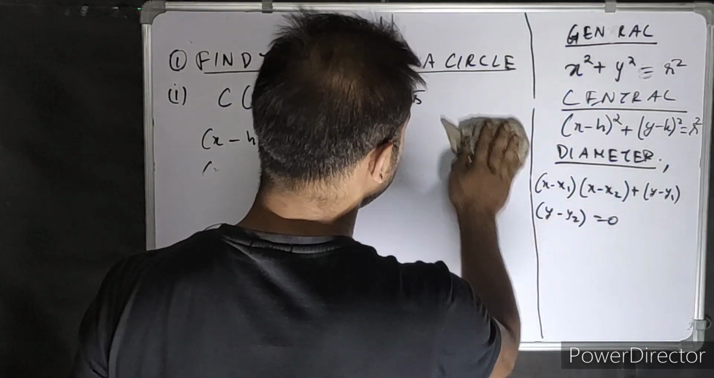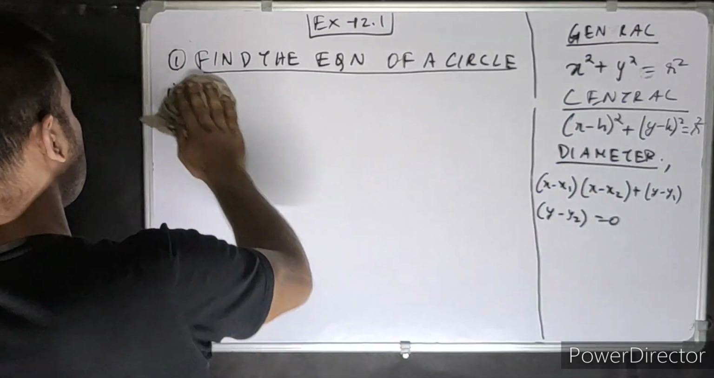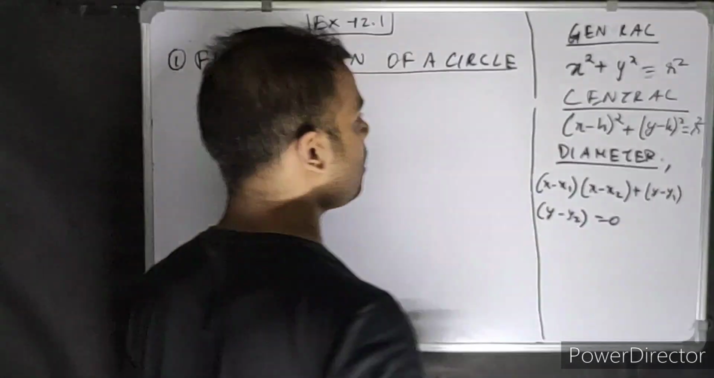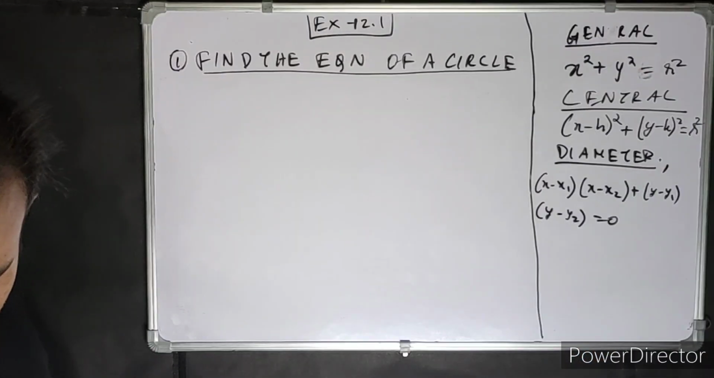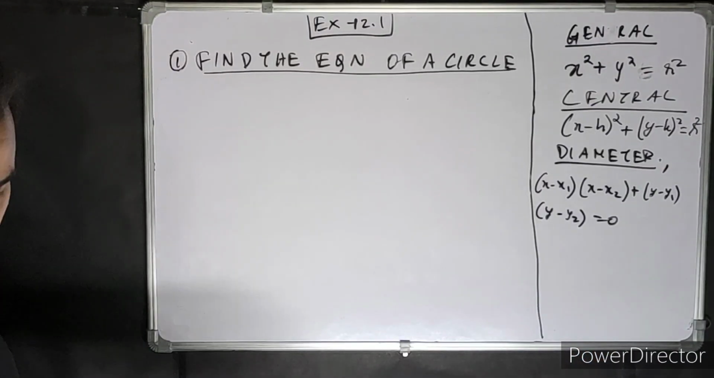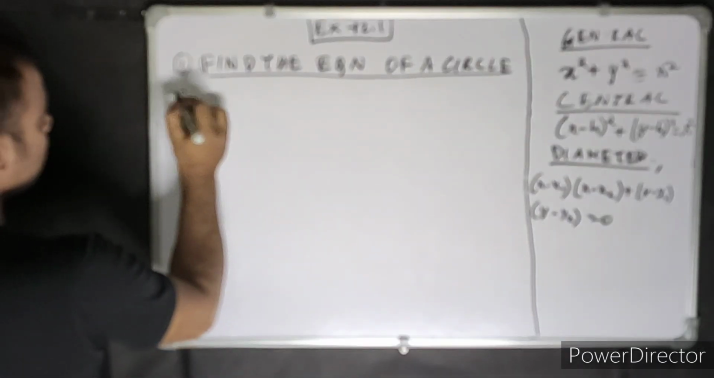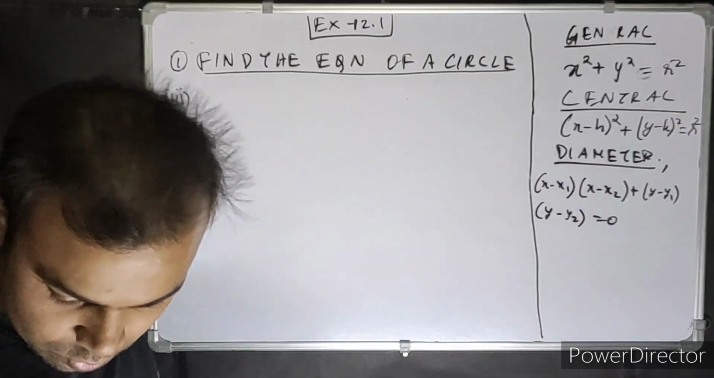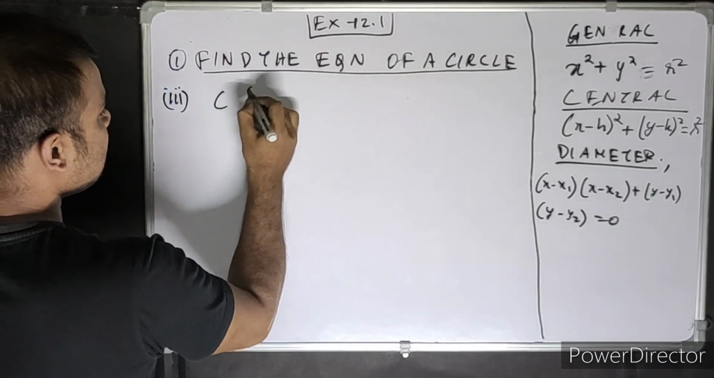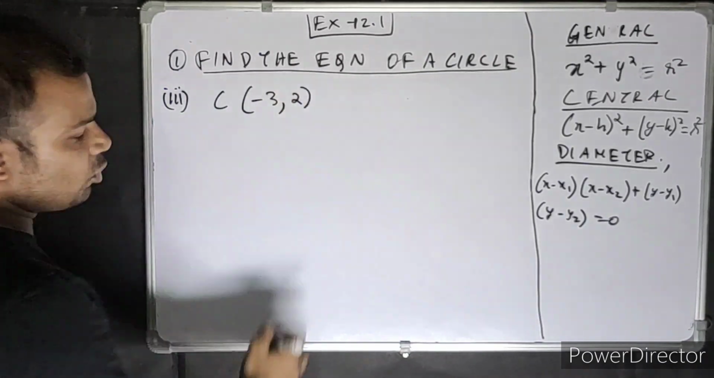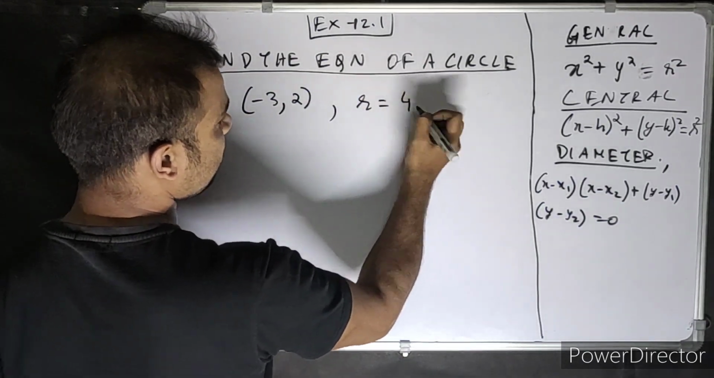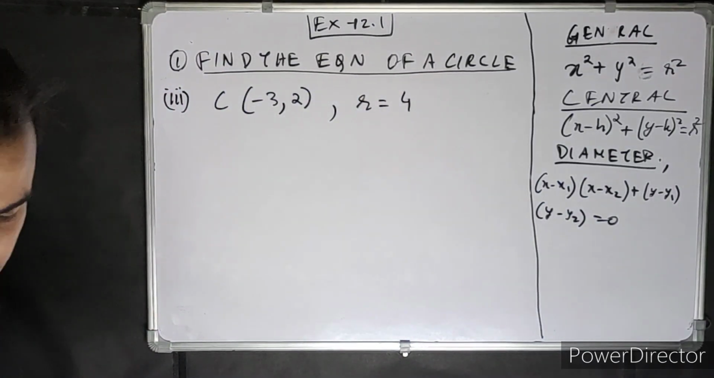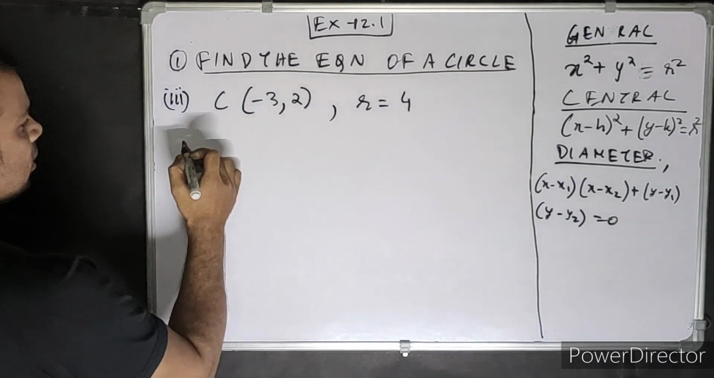We'll not be doing all the parts from question number 1 because they will not come for your exam. We'll be doing the important questions, but there are many parts in question number 1, so we'll try and split it up. Let's go on to question number 1, part 3. Part 2 I left, I'll give it to you; you'll be able to do it. Center is given as minus 3, 2 and radius is given as 4. Again, you have to find the equation of the circle.